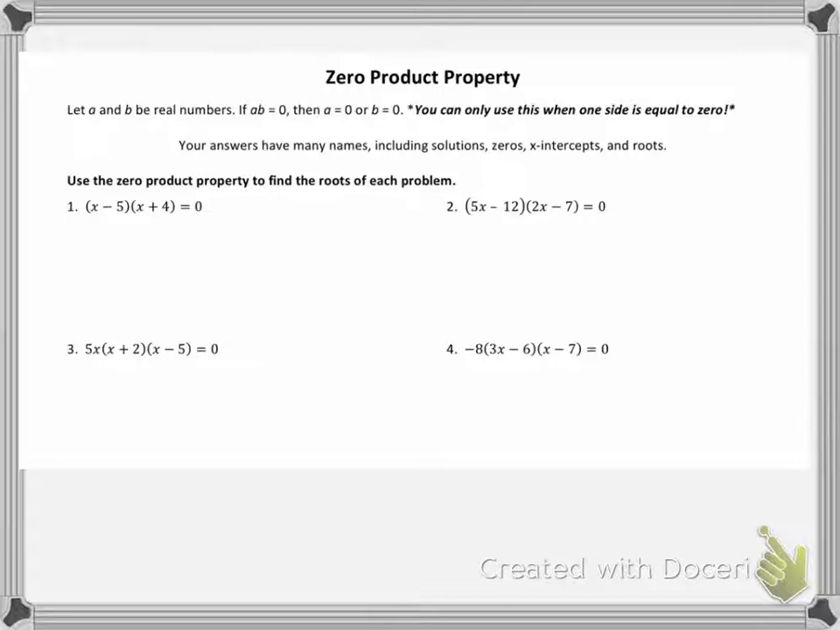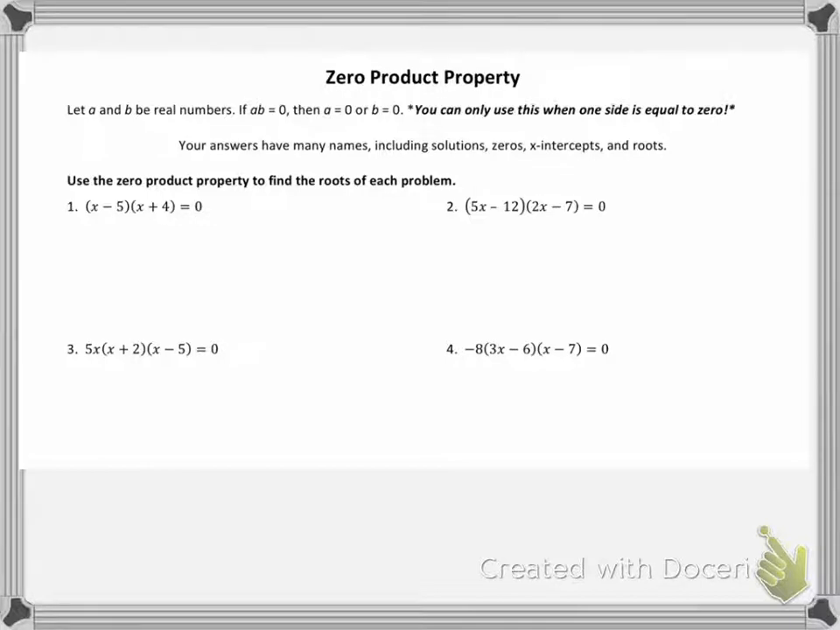So, a couple things vocabulary wise. Answers have many names, so you might see the word solution, zeros, x-intercepts, roots. All of those different words are basically telling you to do the same thing. Take the factors, set them equal to 0, and go solve. So, let's look here. These four examples have everything pre-factored apart, so I think you'll see after the first one or two how we go about solving these here.